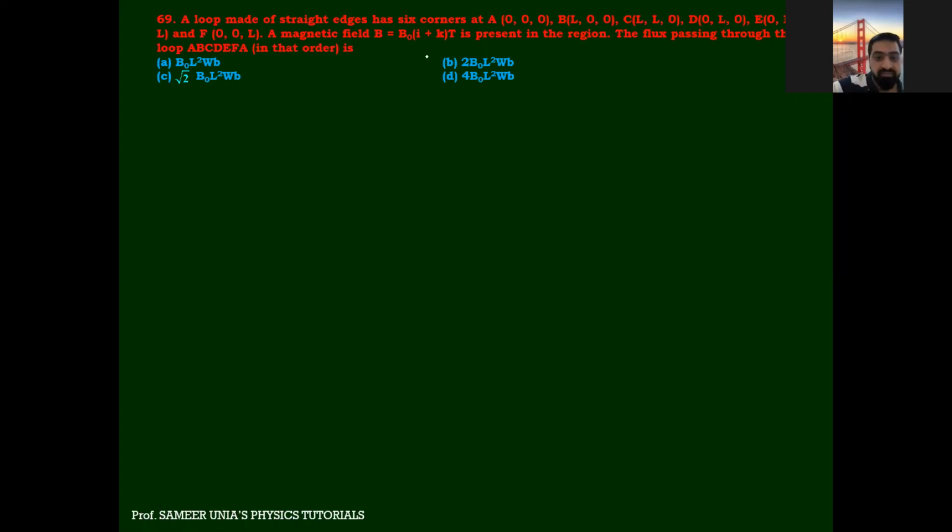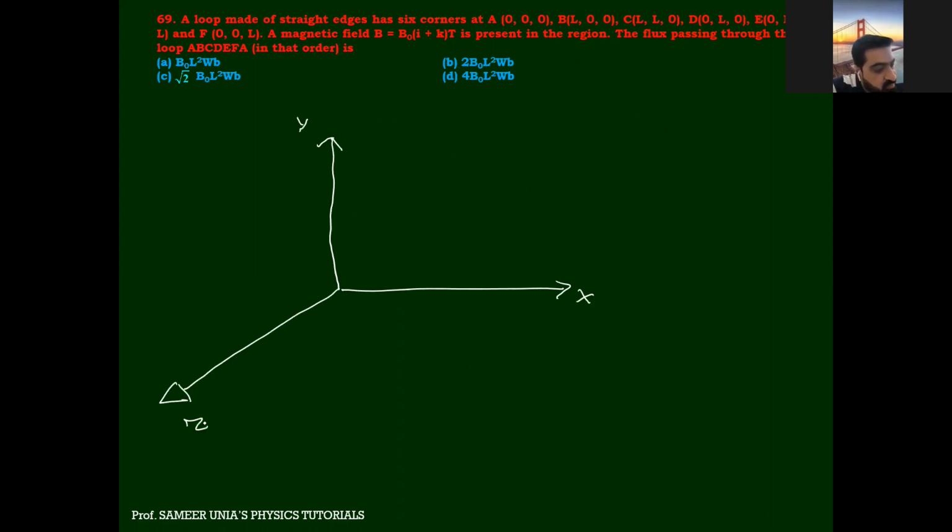Okay, listen to me. A loop is made up of straight edges and has 6 corners. Okay, listen to me, 6 corners are there. (0,0,0), (L,0,0). Here, if I make it this way, can I consider this the x-axis, y-axis, and this is the z-axis? (0,0,0) will come here, 1 point. (L,0,0) will come here. (L,L,0) will come here. (0,L,0). So this is one plane which is existing.